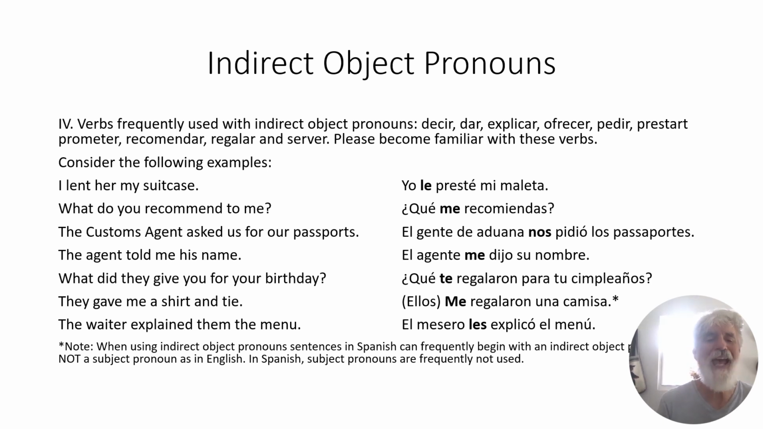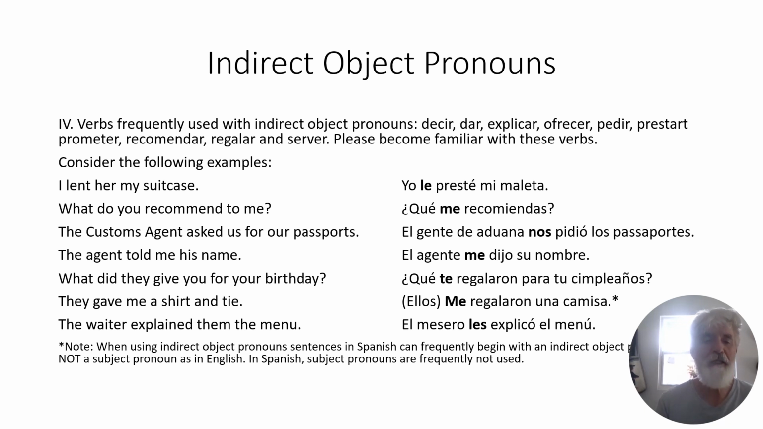The customs agent asked us for our passports. And again, there's a small typo here. El agente de aduana, the customs agent, nos pidió los pasaportes. What is from us? It's nos. We just saw it a few slides earlier. You've got to get comfortable with the indirect object pronouns. Nos pidió los pasaportes. Just make sure you put the nos before the conjugated verb. The agent told me his name. El agente me dijo su nombre.